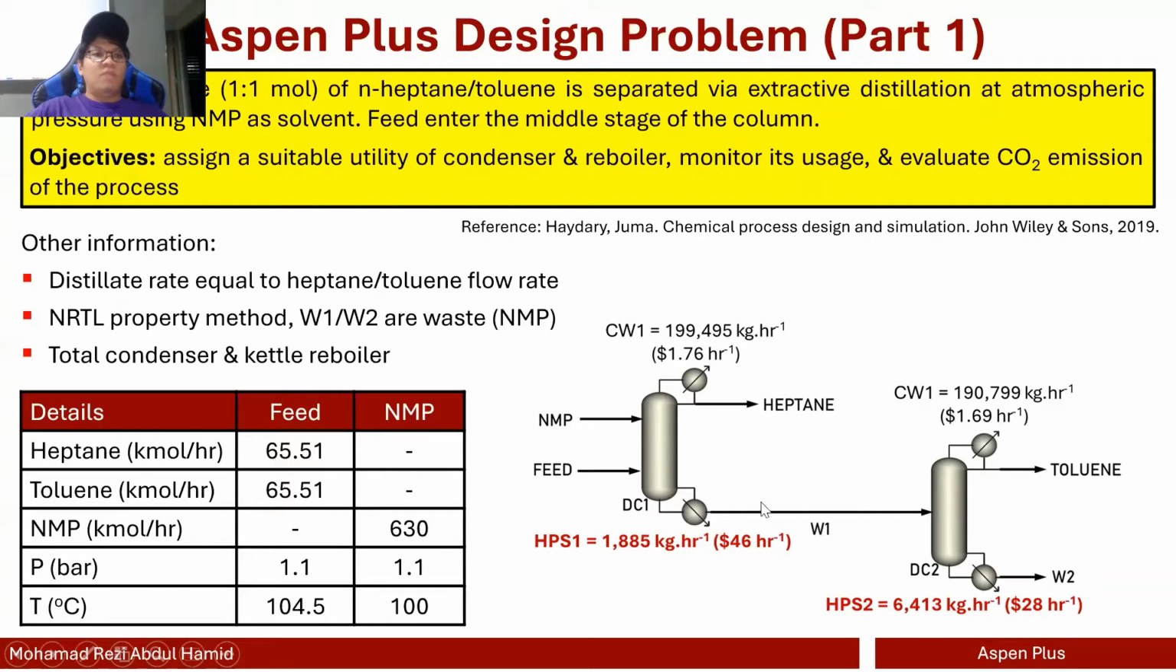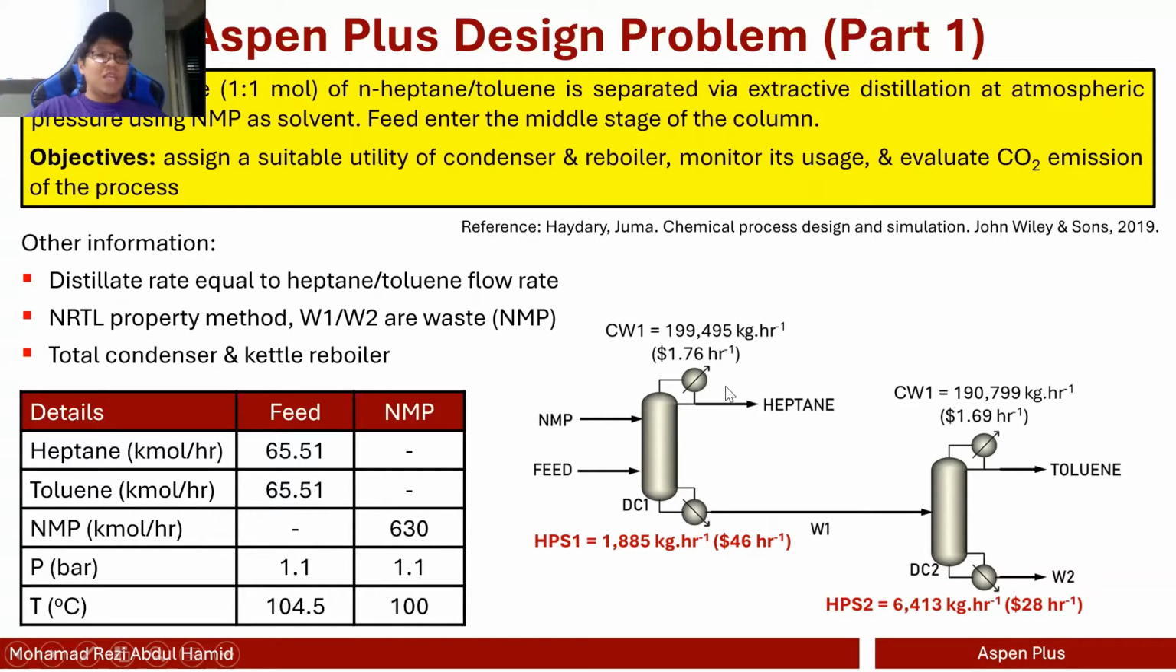After that, if you remember, we assigned a utility for our condenser and reboiler and monitored its usage, as well as the cost of using the utility. In this case, we were able to obtain the cooling water usage of around 200 tons per hour, and the cost for this cooling water is $1.7 per hour.